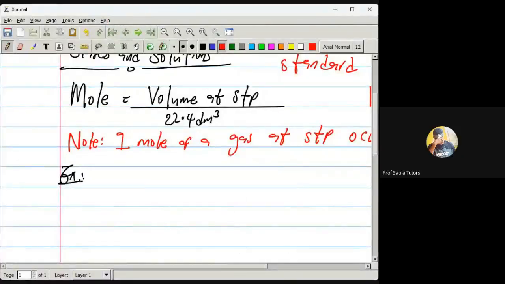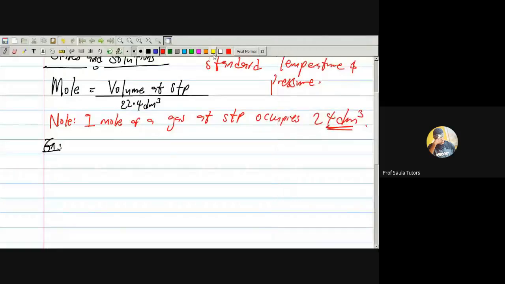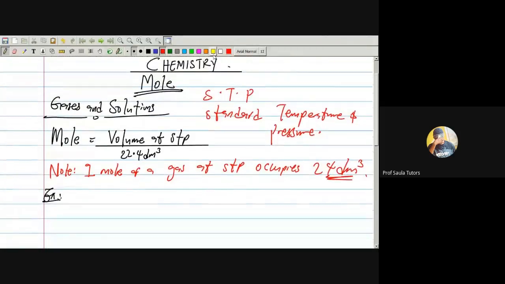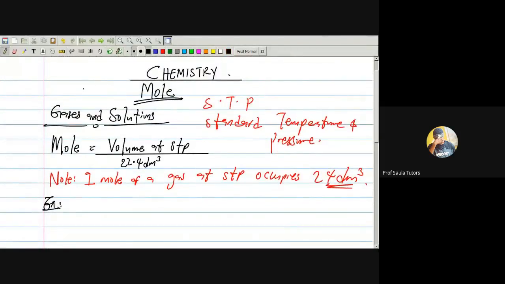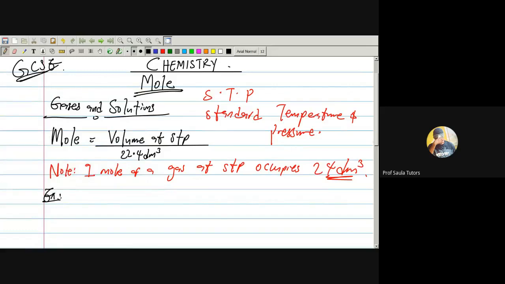So today we are looking at moles of gases. Let me just tag it as GCSE level. What we are looking at is mole of gases. Here we want to look at how to calculate the mole of gases. And when we are done with this, we look at solution.